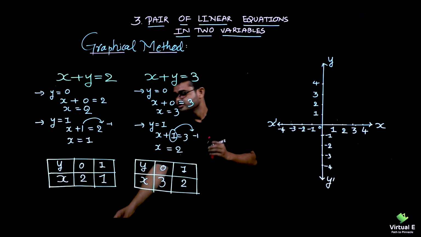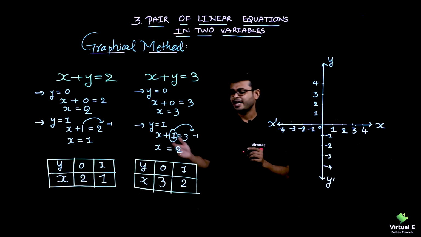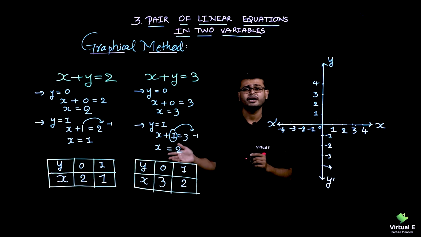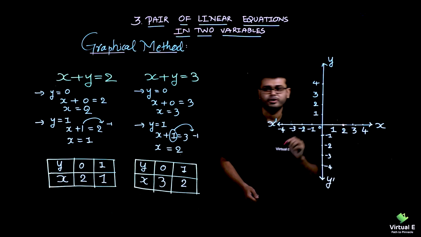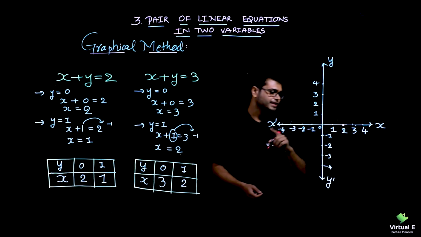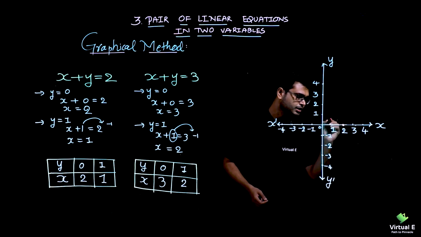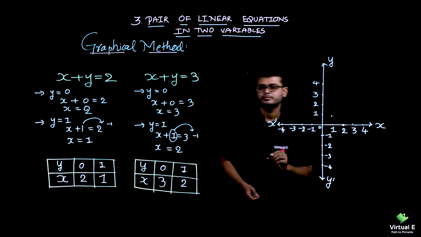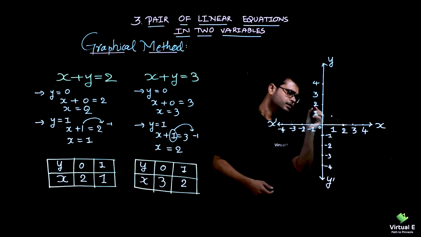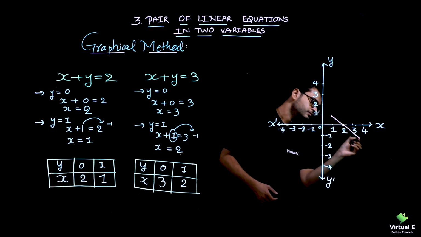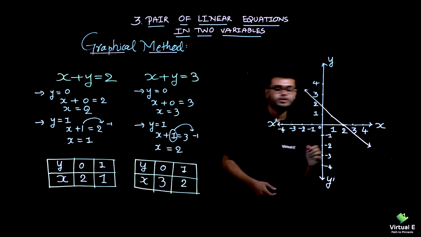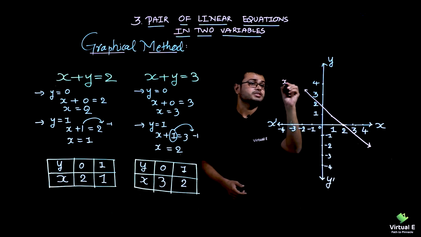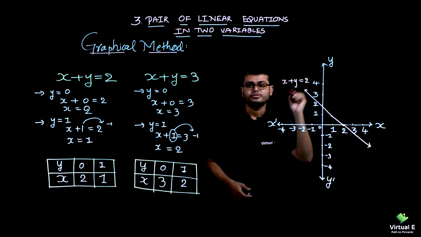So first is y is equal to 0 and x is equal to 2. So evidently as y is 0, the point is going to lie on x-axis. So y is equal to 0 and x is equal to 2 is this point. Let me do another one. X is equal to 1 and y is equal to 1. So this will be around here. Let me connect the dots. So this is the equation for the x plus y is equal to 2.